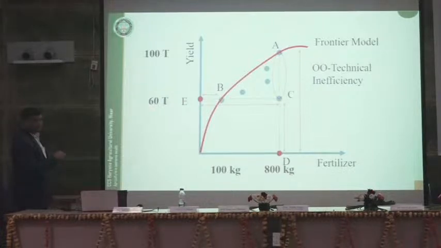And in case of input oriented inefficiency, say we have fixed this value. So this is the production, and these are the doses. If 100 kg is the fertilizer, then this is the production, and at 800 kg the same production is there. It means there is also inefficiency, but in terms of input. So this inefficiency is called input oriented inefficiency. Okay, clear?